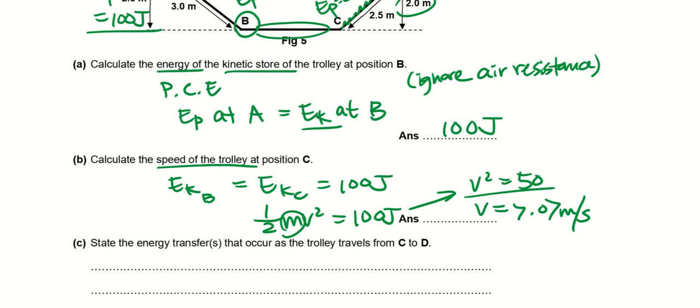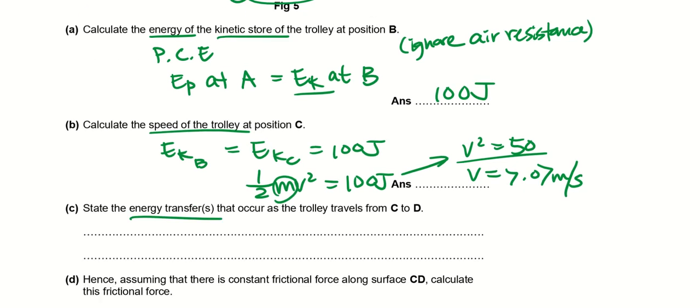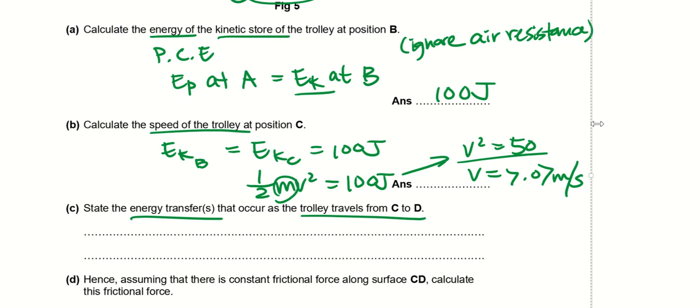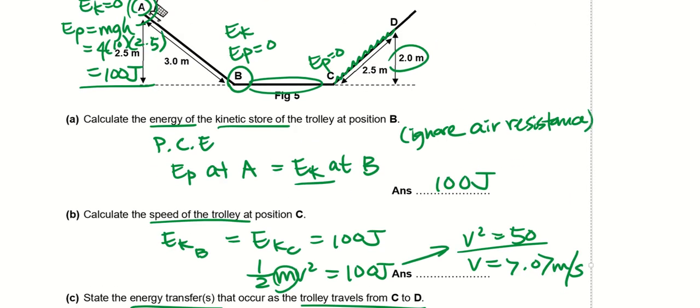Okay, now they want us to state the energy transfer that occurs as the trolley travels from C to D. So from C, there is no height, to D, there's actually height. But we also take note that from C to D there is friction. So it has to do work against friction. So actually some of the energy is going to be transferred to the surrounding as internal energy. Let's see how to answer.